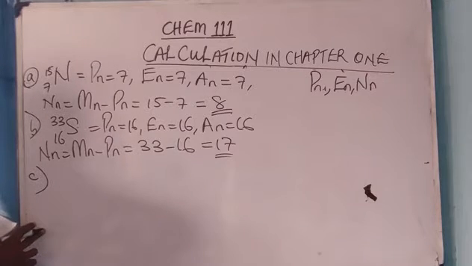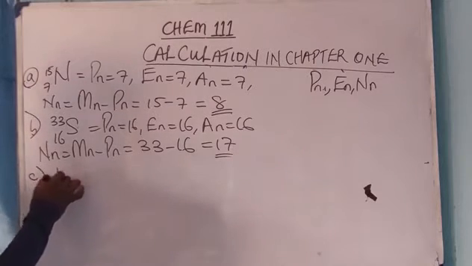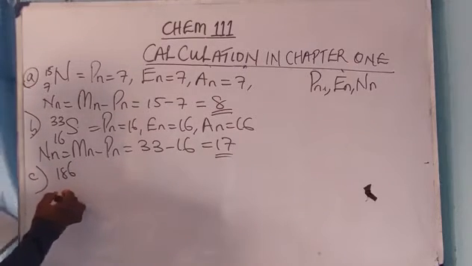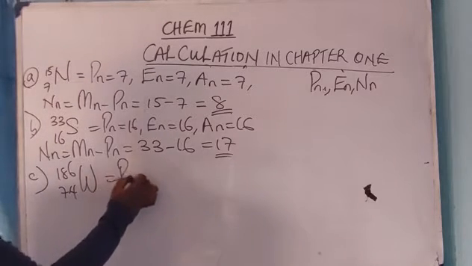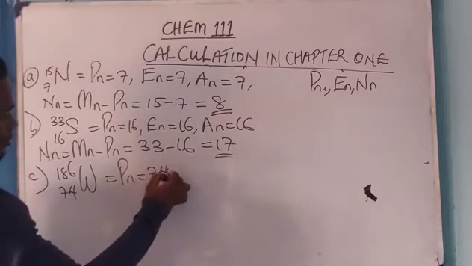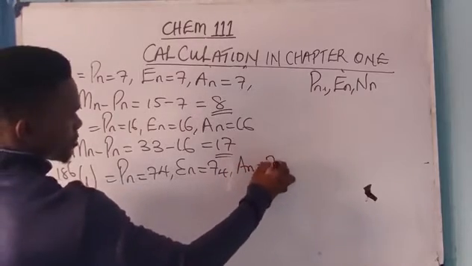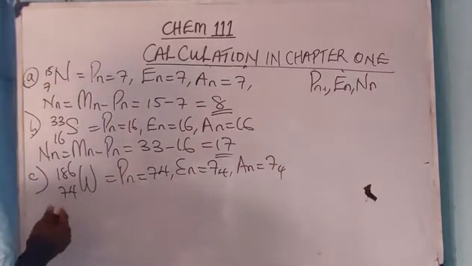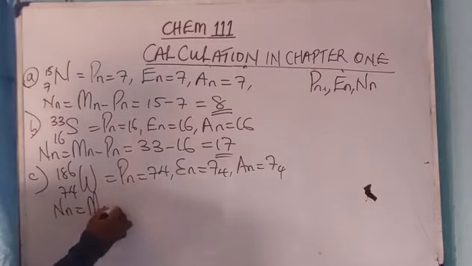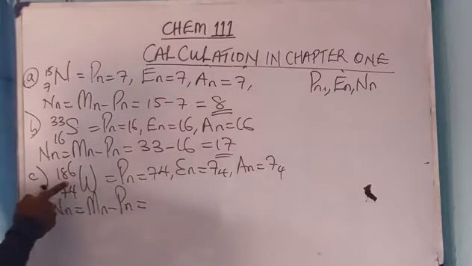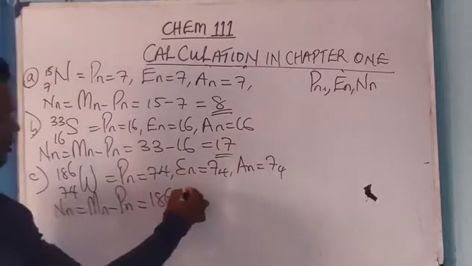Then the next one, let me take tungsten, which is 186, and I have 74. Alright, tungsten. Now proton number is 74, right? Electron number is 74. Atomic number is 74. Just like that. Now the neutron number is mass number minus proton number. The mass number here is 186 minus proton number, which is 74.